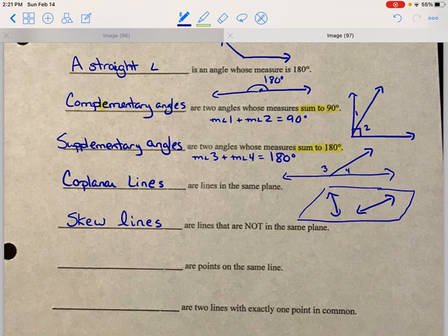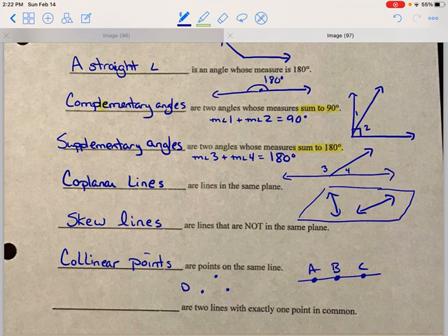All right, next we have points on the same line. So imagine you have a line here, and all of these points are on that line. Let's call them A, B, and C. Those would be together on one line. So we're going to say they are collinear points, and that means together on a line.